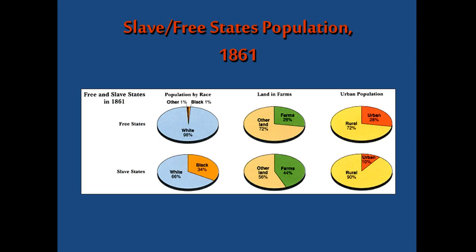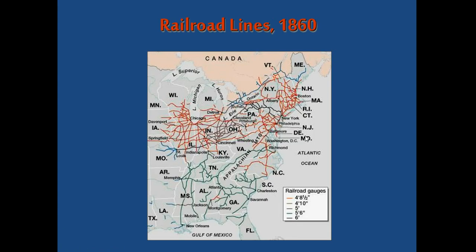In terms of population, you can clearly see that we have a distinction in terms of race. The free states have 98% white versus 66% white, as well as farms being dominated in the South, and a rural and urban population mix. So also railroad lines, you can clearly see that the railroad lines are very much dominated in the North as opposed to in the South.